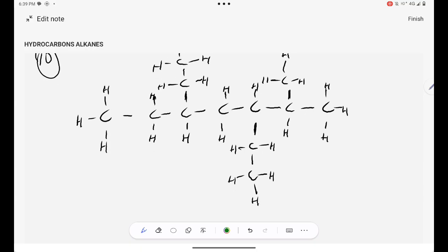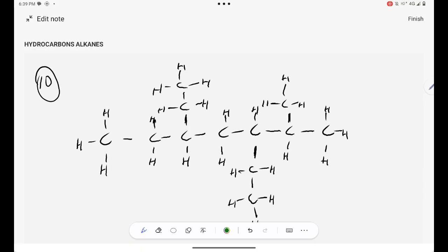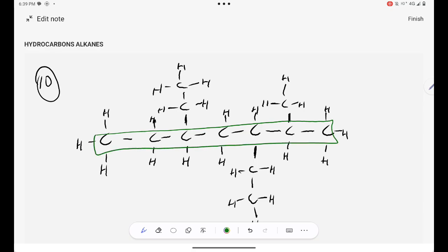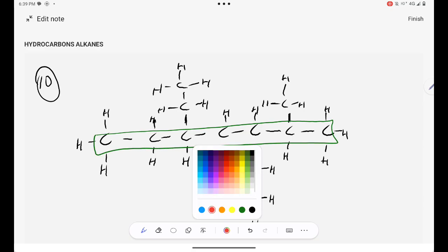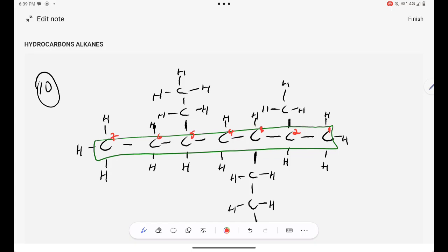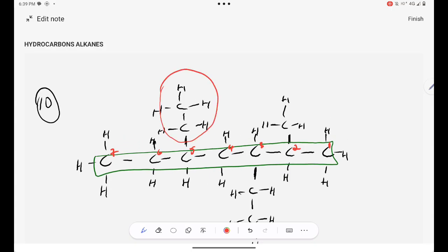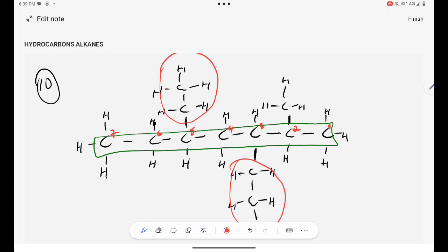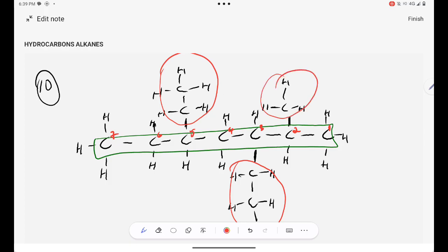Okay, and then we do have another one over here. This is our parent chain there, no? We will always number our carbons from the terminal which is closer to the side chain, right? So this will be carbon number 1, 2, 3, 4, 5, 6, and 7. Are you together? And then at carbon number 3 and carbon number 5, I have my ethyls there. And then at carbon number 2, I only have one methyl.